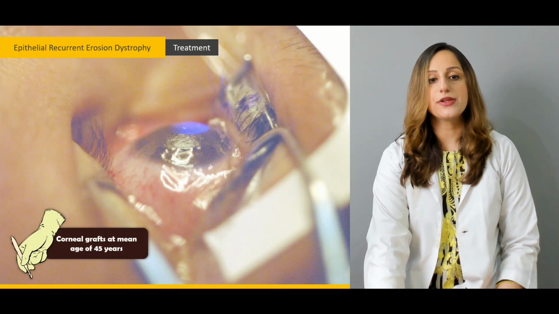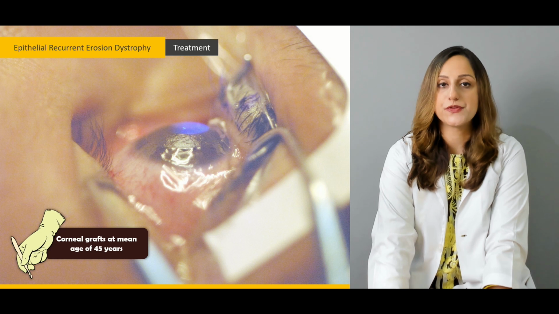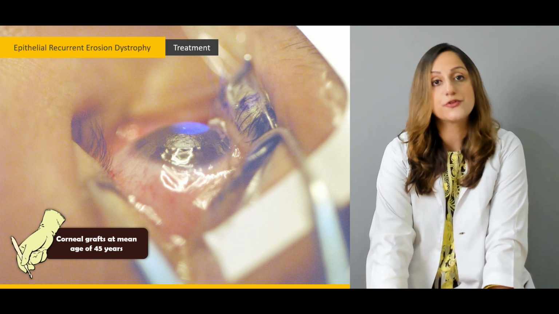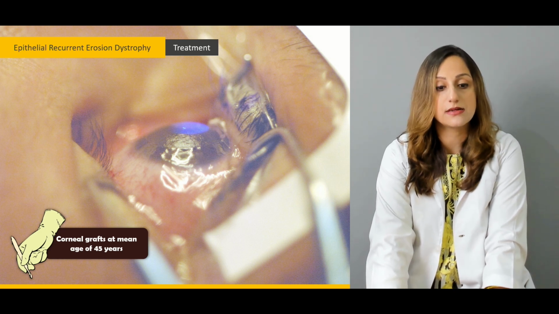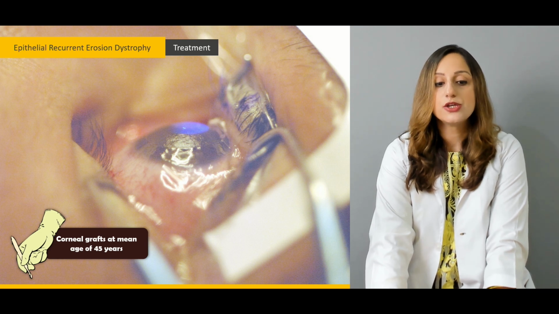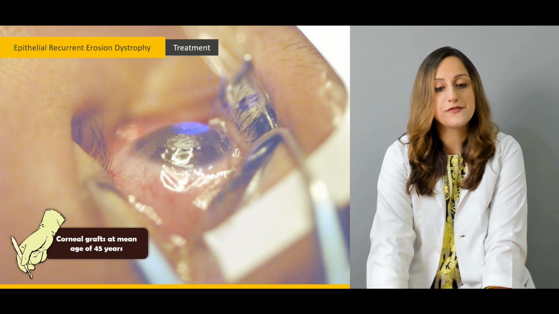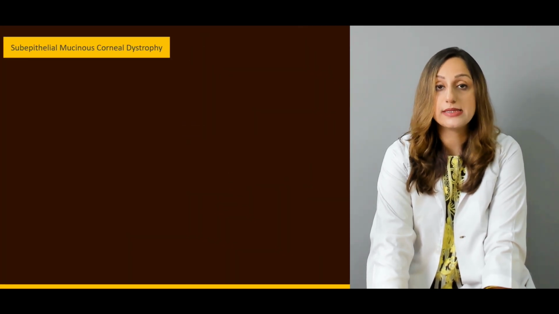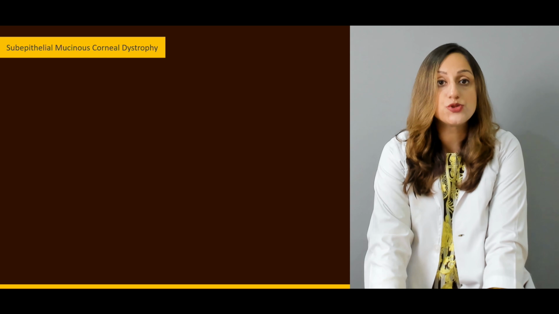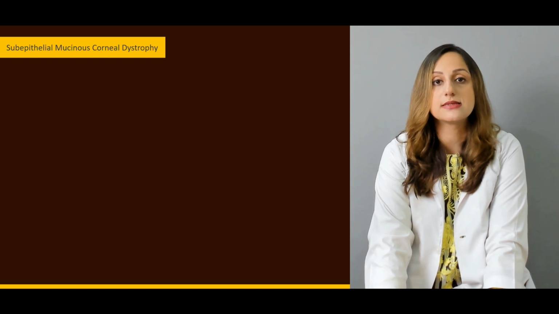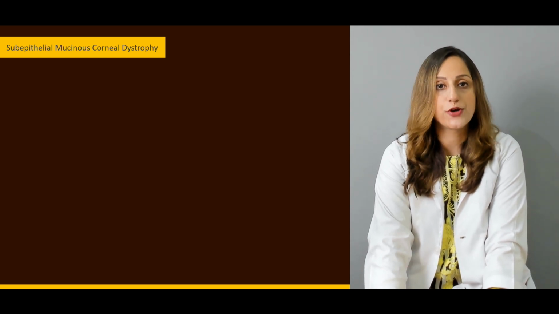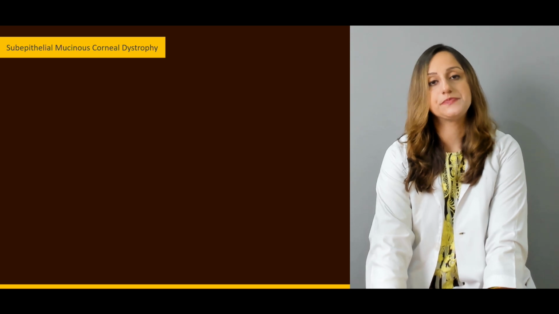For the treatment of epithelial recurrent erosion dystrophy, if it doesn't subside and if it continues to recur for this individual, you would advise corneal grafts at the mean age of 45 years. And if it is hindering the vision of the individual, then it is very important to perform this kind of corneal graft.